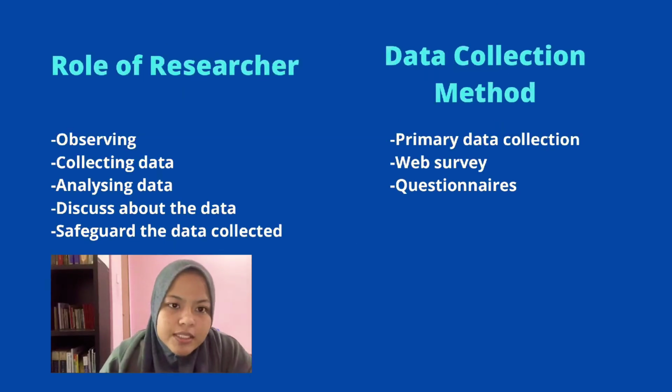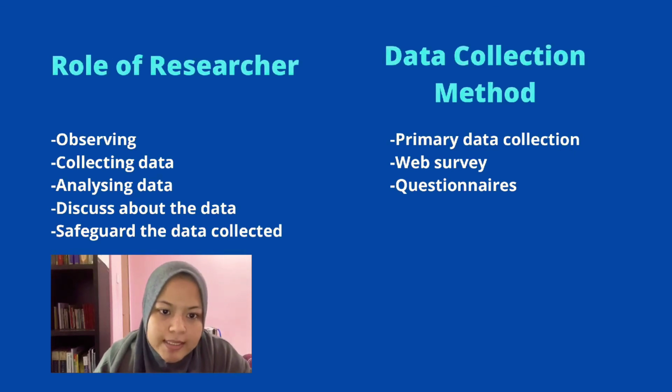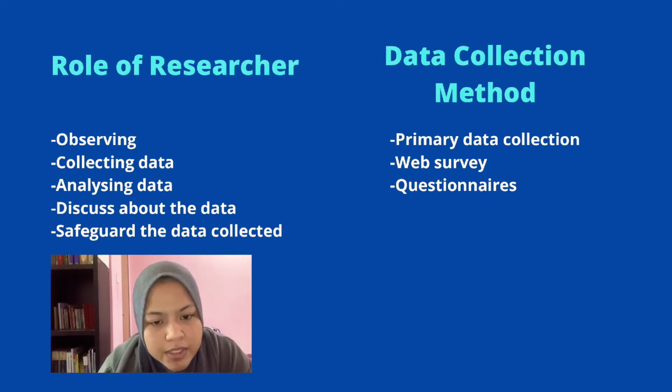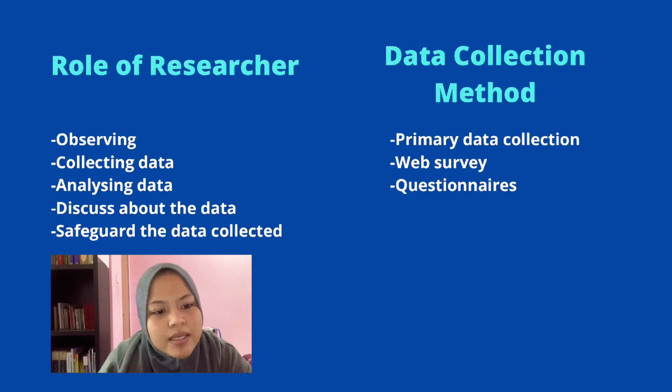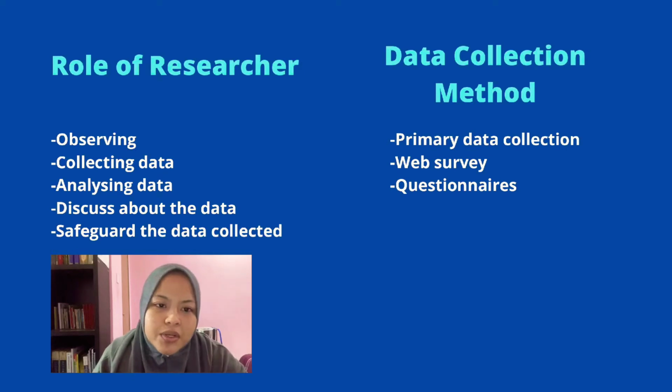The role of the researcher during this research is to observe the respondent for the change of motivation and student performance. We are also responsible to collect their data using a questionnaire as our data collection method. After collecting data from respondents, we need to analyze data and come up with discussions that are related to our research theories. We also need to come up with recommendations, but most importantly, we must safeguard our data collection as it contains our respondent data.